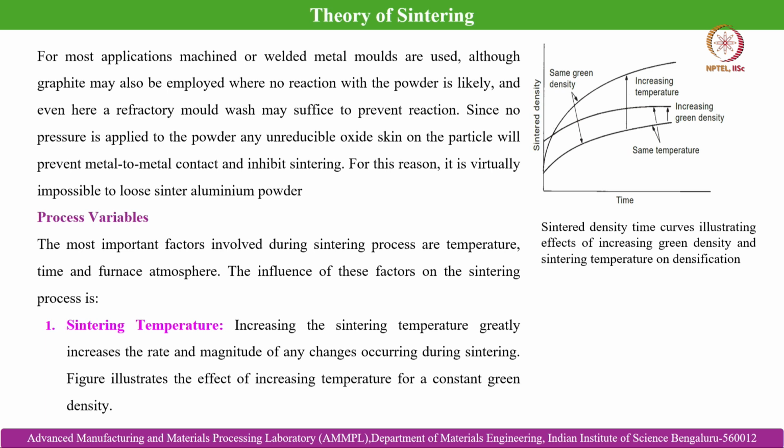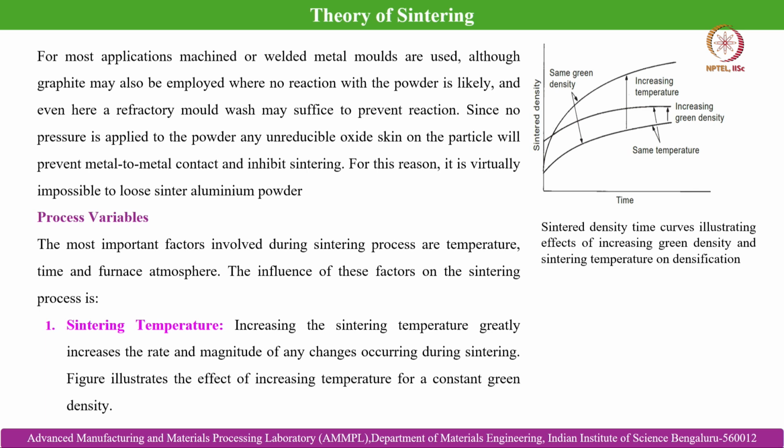Okay. Now we will discuss the theory of sintering, where we will establish the effect of different process variables involved in the sintering process and how they control the sintering mechanisms and also the properties of the final sintered parts. The most important factors involved during the sintering process are sintering temperature, sintering time or holding time, and the furnace environment. The influence of these factors on the sintering process is, for example, number 1, sintering temperature.